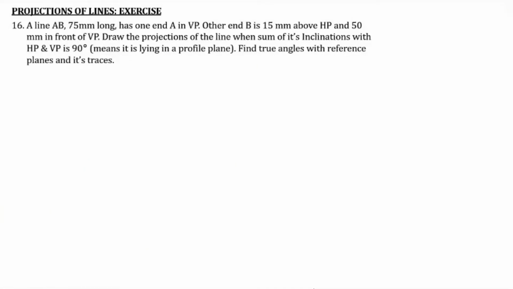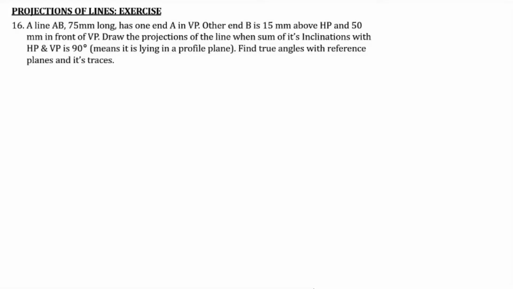So this is a question in which the line is in the profile plane. We have done one problem in which the line was lying in the profile plane. A line AB, 75 millimeter long, has one end A in VP, other end B is 15 mm above HP and 50 millimeter in front of VP. Draw the projections of the line when the sum of its inclinations with the HP and VP is 90 degree, meaning it is lying in a profile plane.